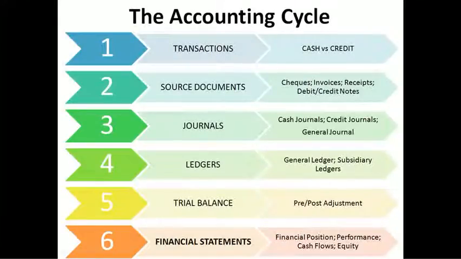The first is obviously the transaction. The second is the source document that we'll have as part of the actual proof that a transaction has arisen. And then we'll have journals and ledger, which is looking at the recording. Then we're going to be checking by using a trial balance, and then ultimately drawing up a set of financial statements. So this is what we're going to be discussing in more detail in this particular video.